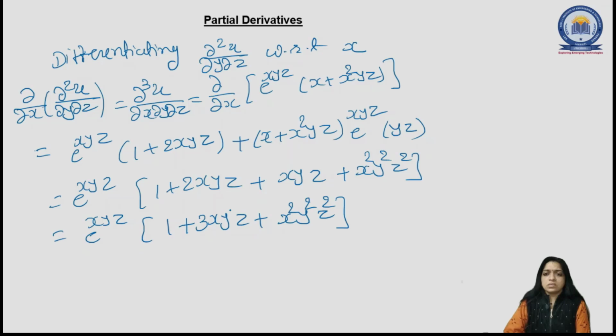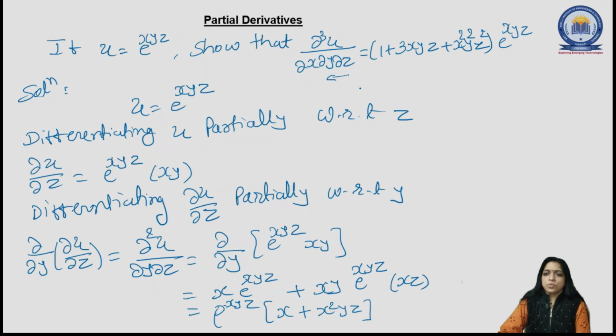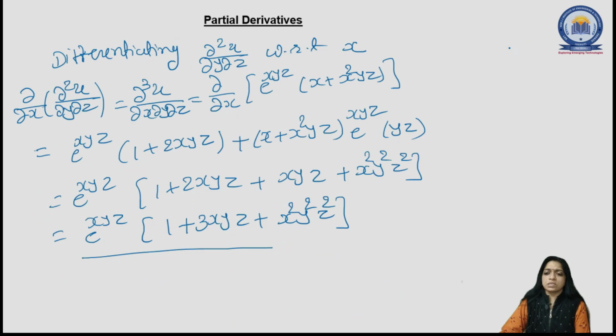So this is the proof. This one is del cube u upon del x del y del z, and this is what we want to prove. See, del cube u upon del x del y del z is equal to 1 plus 3xyz plus x square y square z square into e raised to xyz. This is here. Okay, so this is the solution of the given example.